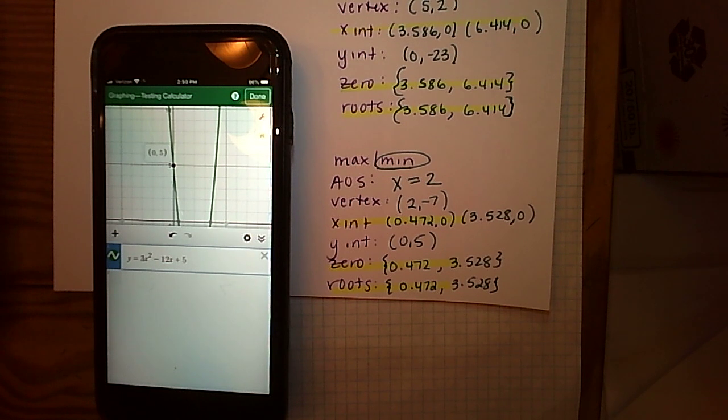Next week, we're going to start matching graphs with equations. So that's what we're moving forward to, and writing equations from graphs.